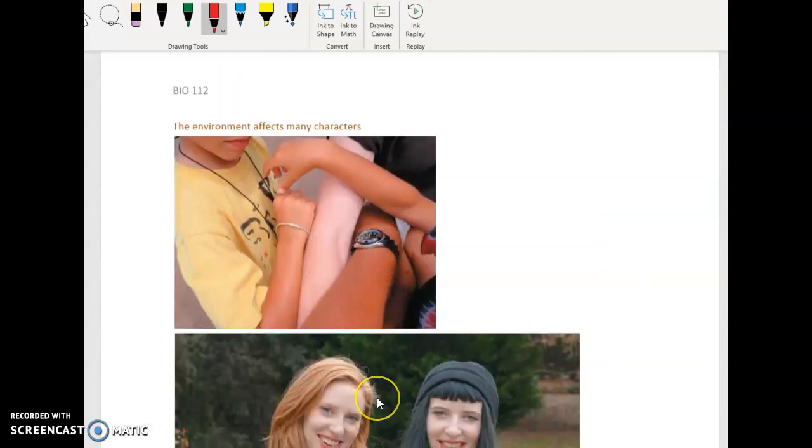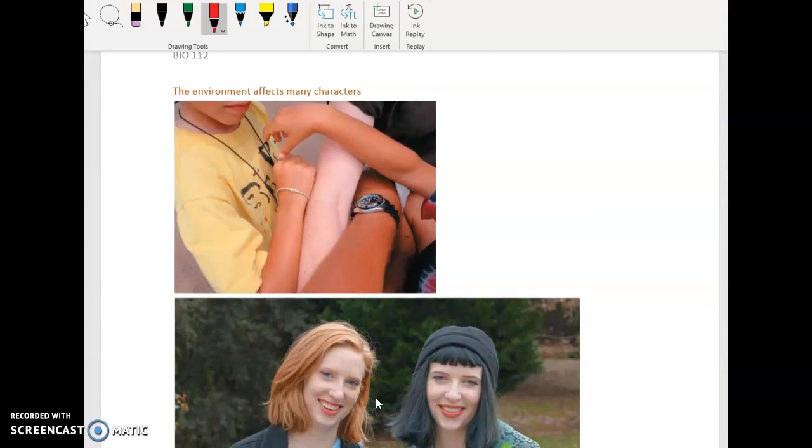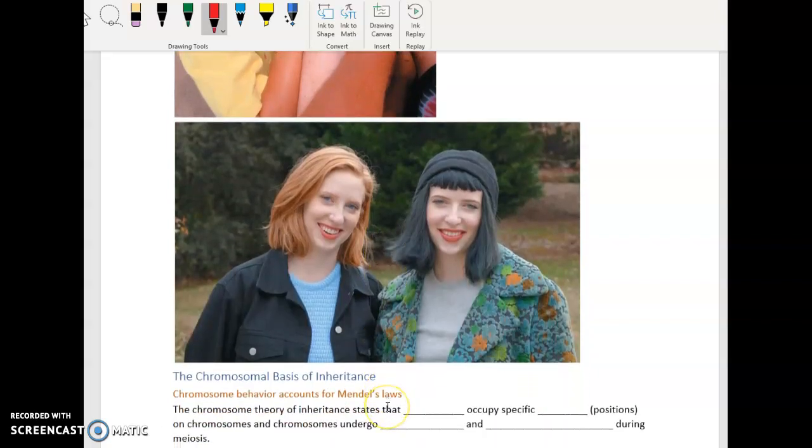When we talk about the characteristics, we need to remember that environment is very important to the phenotype expressed. Here we have a family grouping, so they're all related to each other, and they have varying skin tones based on sun exposure. And I like this picture. It's the daughters of the author, and they're identical twins, but through the use of hair dye and clothing choices, they look quite different.